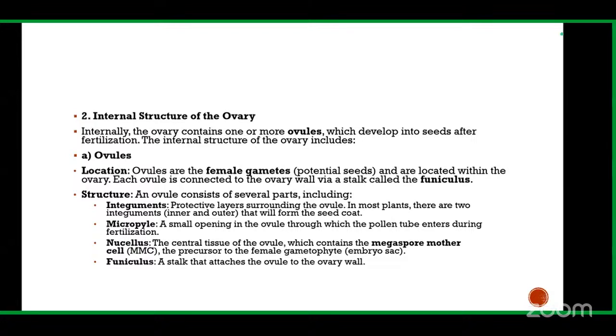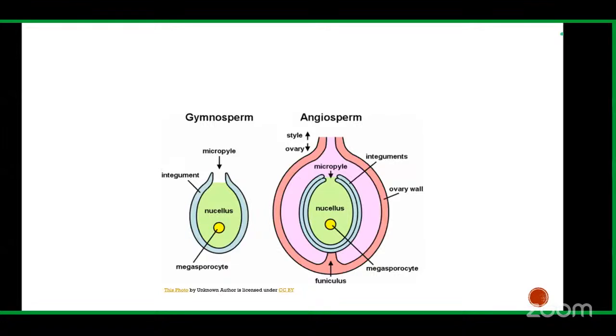And next is the funiculus, a stalk that attaches the ovule to the ovary wall. You can see the angiosperm part here. This is the megasporocyte, nucellus, micropyle, and this is the funiculus, which attaches the ovule to the ovary. And these protective sheets are the integuments.